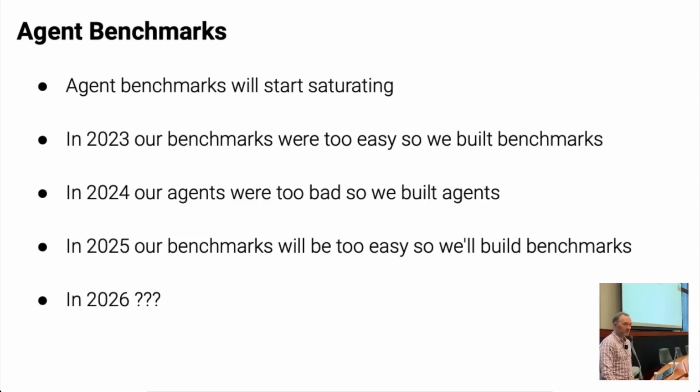It's not super easy, but it's already a bit too easy because the tasks we do in there are ones that take like 2 minutes for a human, so not too hard. Historically, in 2023, our benchmarks were too easy, so we built harder benchmarks, like WebArena and SWE-Bench, both built in 2023. In 2024, our agents were too bad, so we built agents, and now we're building better agents. In 2025, our benchmarks will be too easy, so we'll build better benchmarks, I'm guessing. So I would expect to see much more challenging agent benchmarks come out, and we're already seeing some of them.